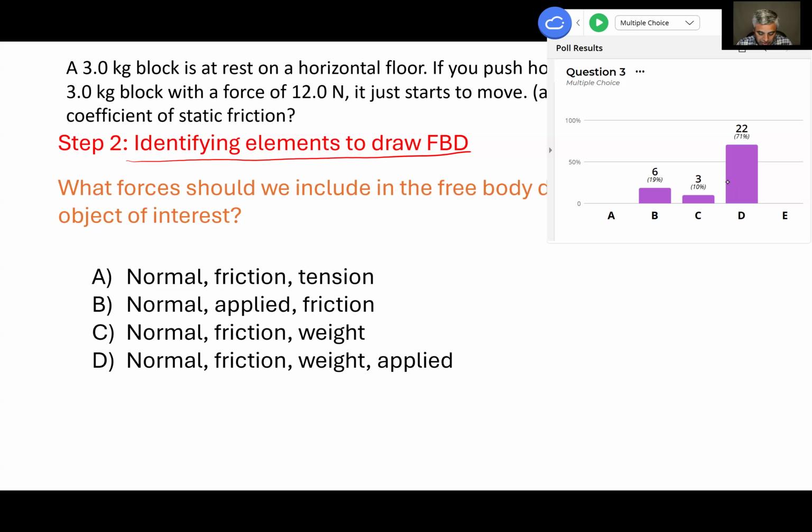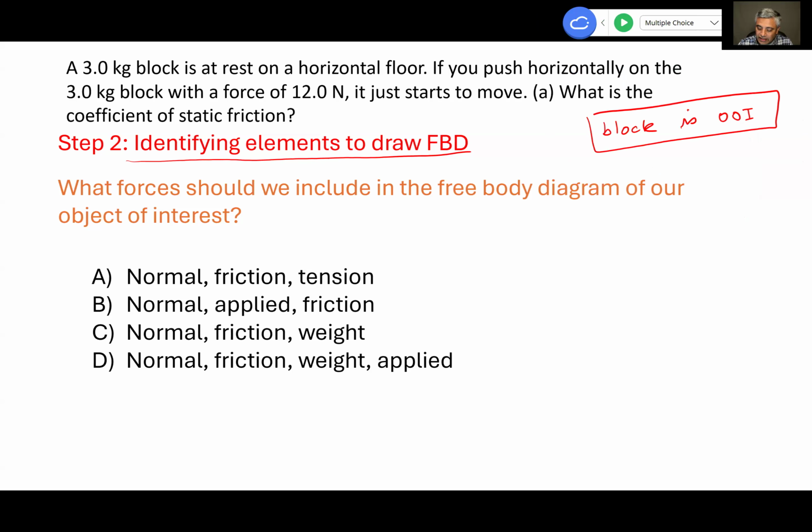Now, let's see, normal, friction, weight, but the applied force is missing here. So D is the best choice because of that. Okay. So now we identified all the possible forces acting on the object. The next step is to actually draw a free body diagram and then solve the problem using Newton's law.